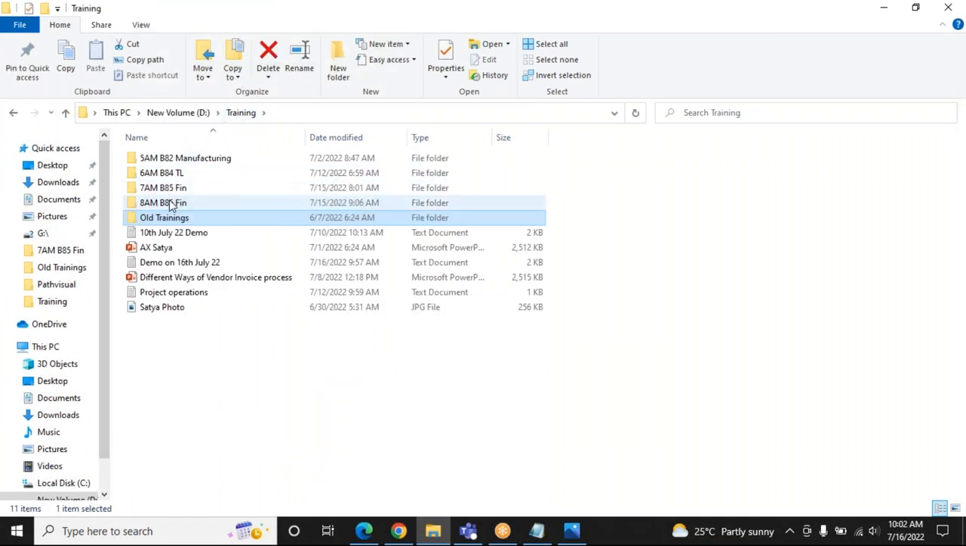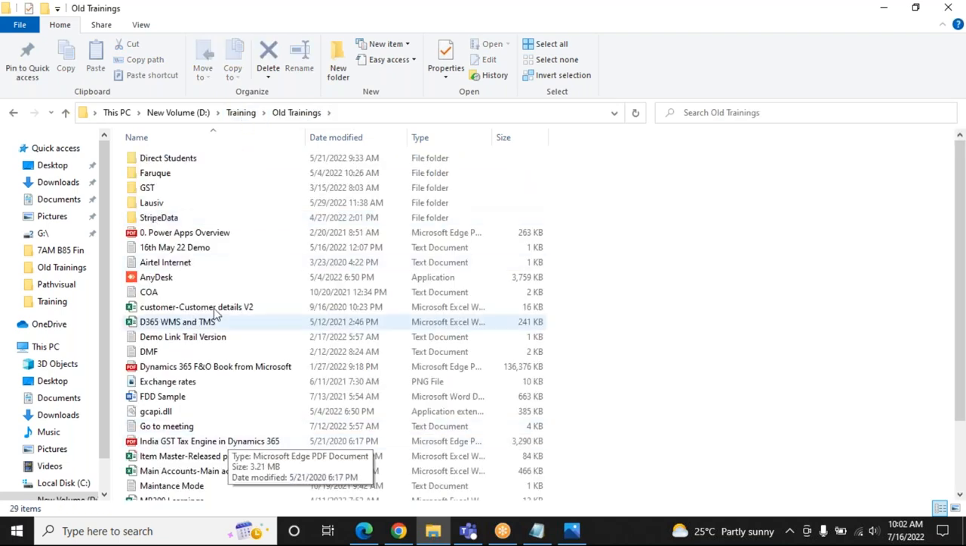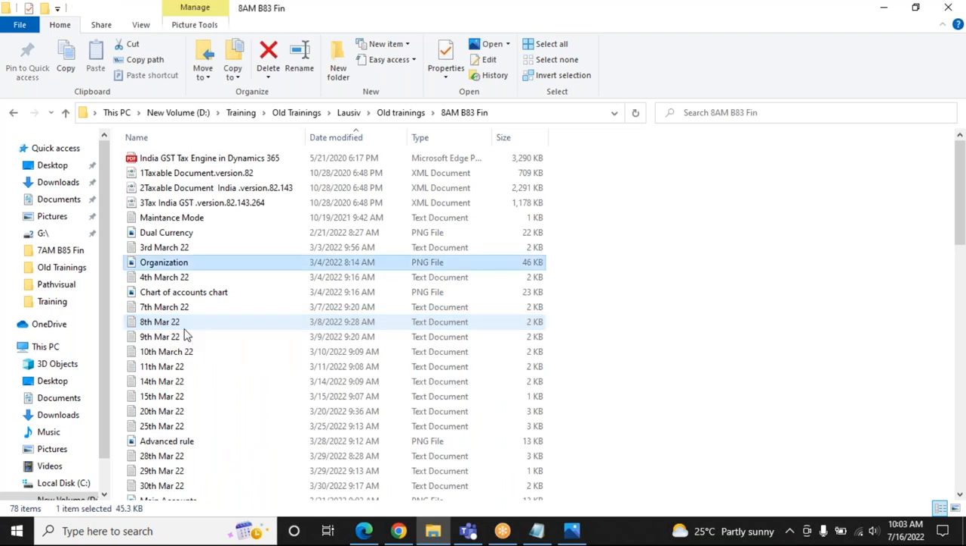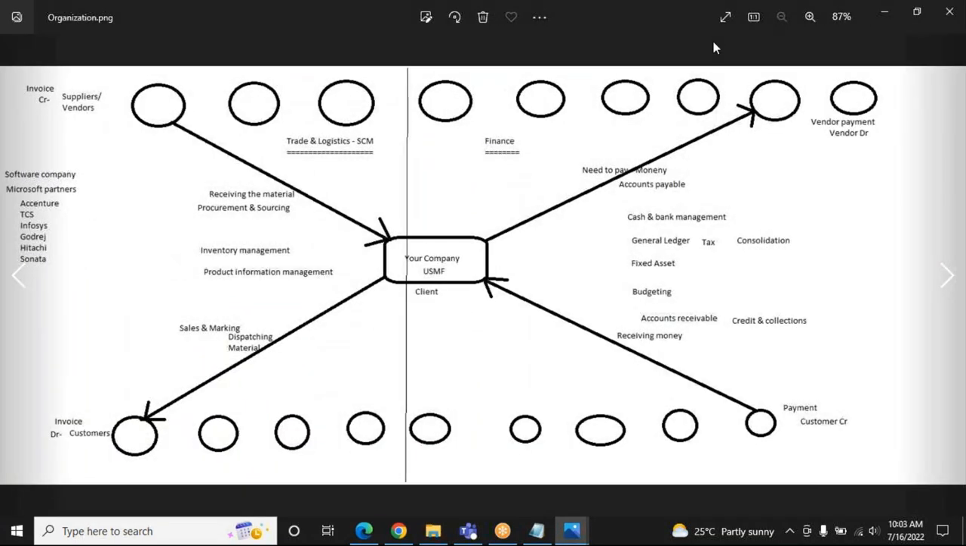So if not, I will give you the way how I am teaching. If you want to understand ERP, even though you are going to work in a software company, you need to imagine like this is your company. You are running your business. You are purchasing material. You are selling material. So purchasing material means procurement and sourcing. Selling material means sales and marketing. So inventory you are maintaining here. That is the reason inventory management.